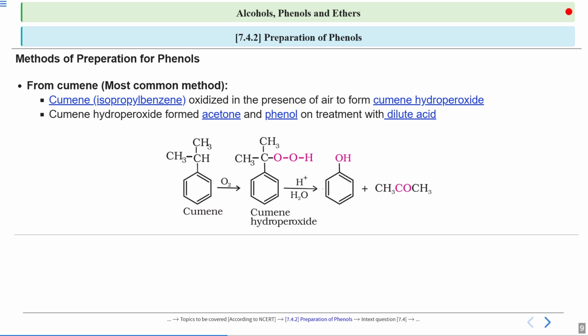So it is double advantage, right? You are getting the phenol for which you are doing the reaction, and along with that you are getting a byproduct also in a large quantity, that is acetone. So that's why this process of preparation of phenols from the cumene is the most common method for phenol preparation.